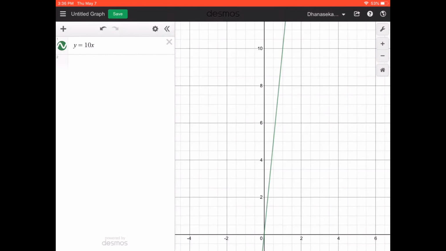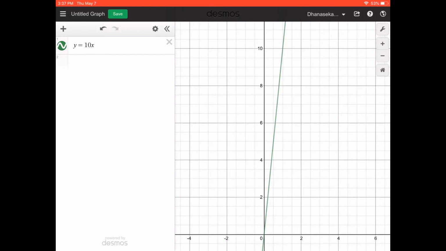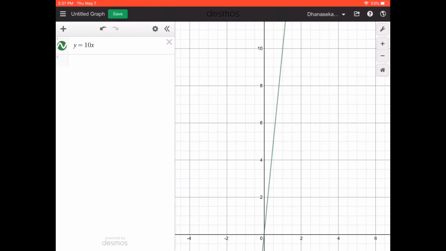Okay, I'm assuming you guys have tried the problem. Now, we know that Bob got $100 working for 5 hours. In unit rate, you have to figure out how much Bob makes in just 1 hour. If you divide 100 by 5, because 100 is the amount he makes working for 5 hours, you get 20. Because if he works at $20 an hour for 5 hours, he gets $100.